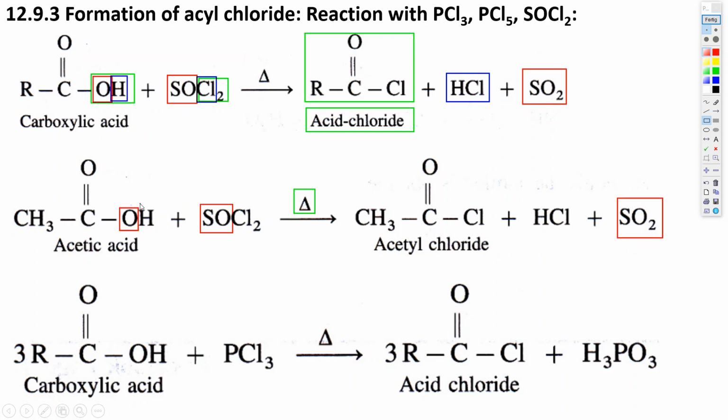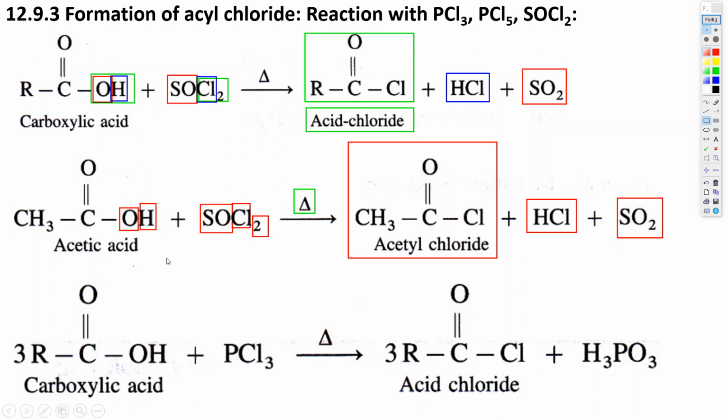Then one hydrogen atom from the OH group and one chlorine atom of SOCl2 will lead to form another minor product, hydrogen chloride. Then only one chlorine atom remains, that one chlorine atom forms a bond with the carbon atom and it will lead to form the major product CH3 C double bond OCl. This is the major product, CH3 C double bond OCl. We call it acetyl chloride.